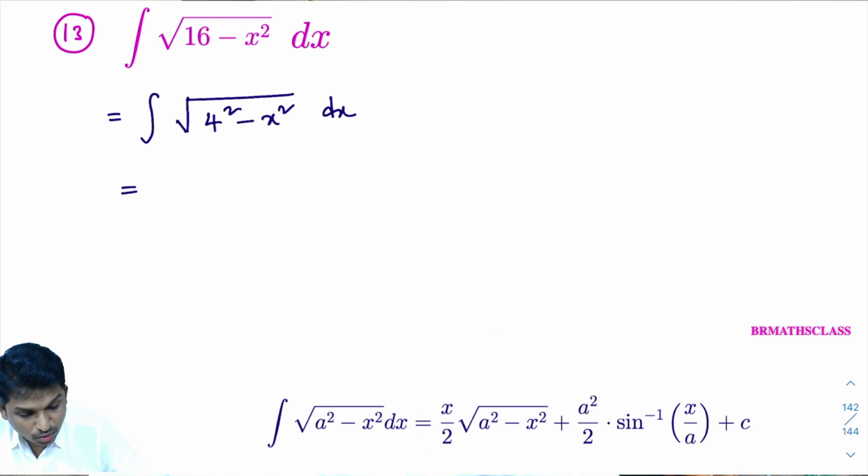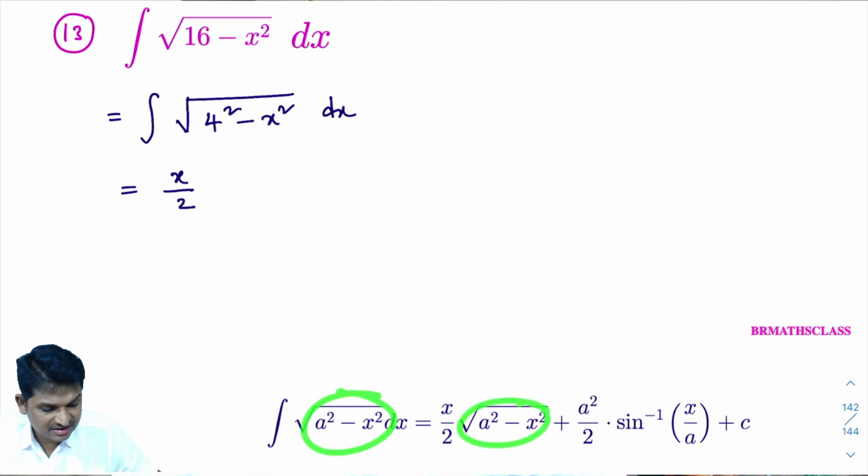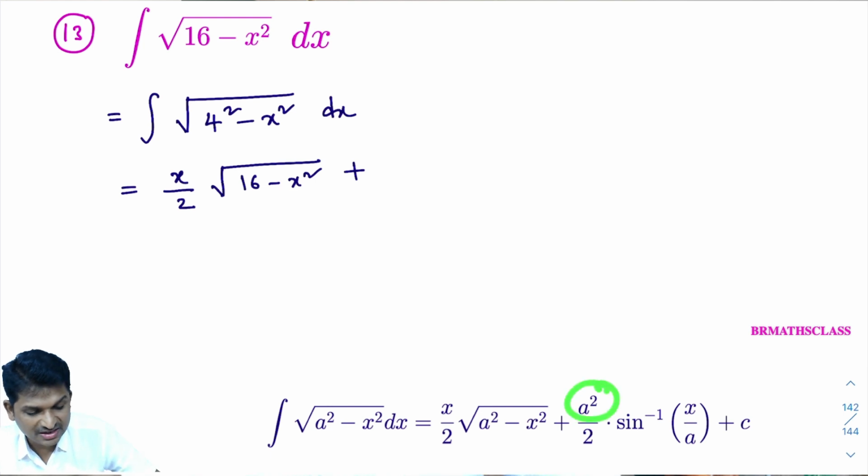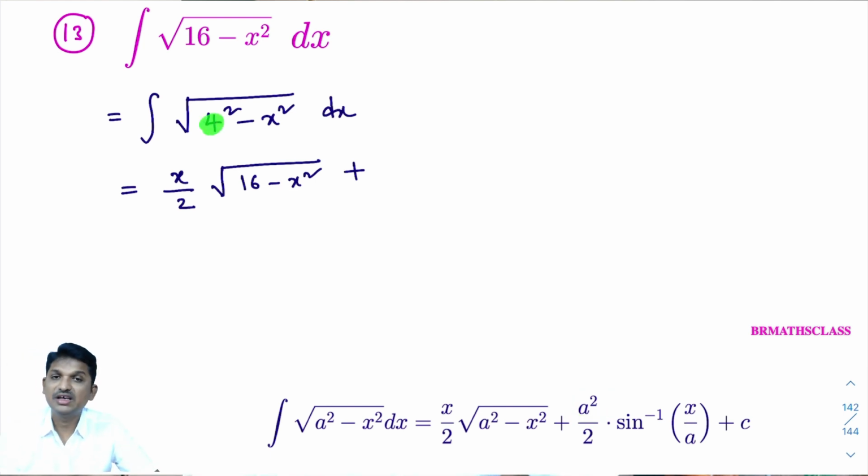How? Look here. What is there here? x by 2. What is x? x is x only. x by 2 into root over a square minus x square. In the question, what is there? Root over 4 square minus x square, that is root over 16 minus x square, plus a square by 2. What is a? a square is 4 square, so a is 4 and a square is 16.